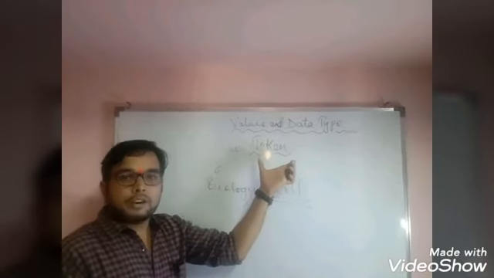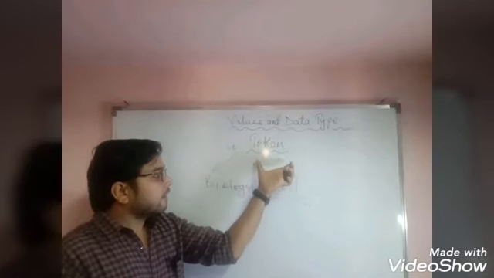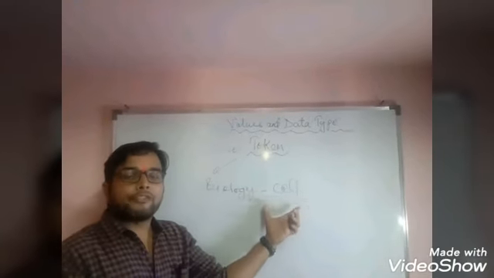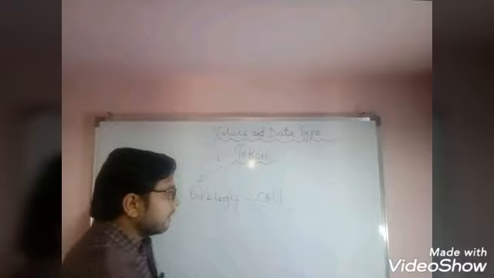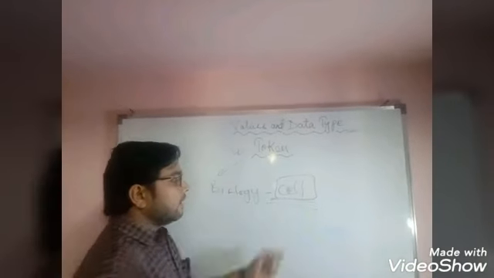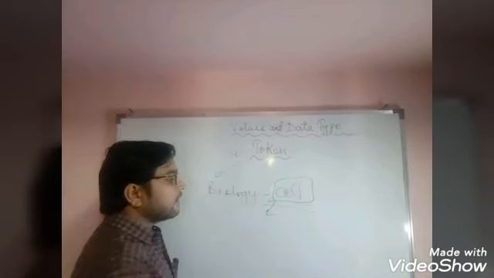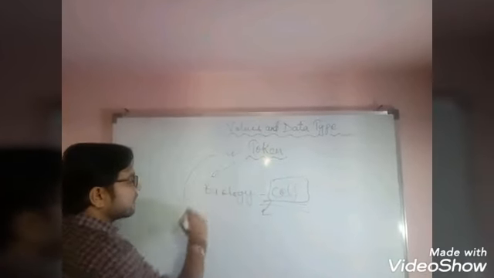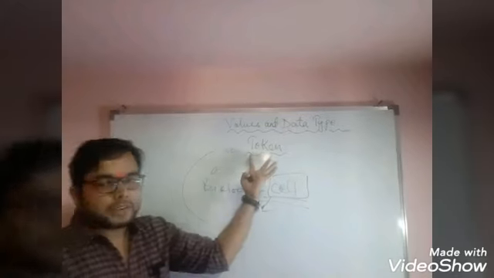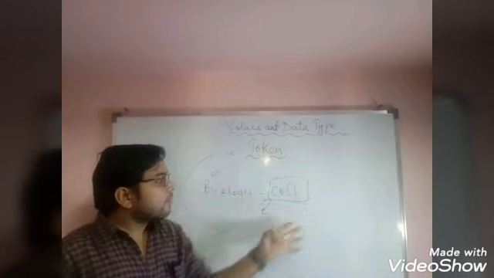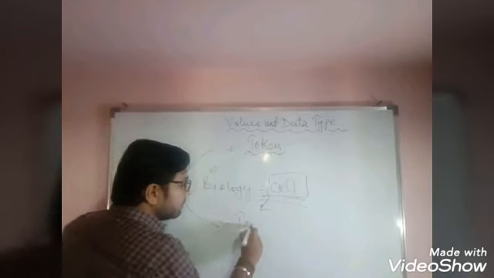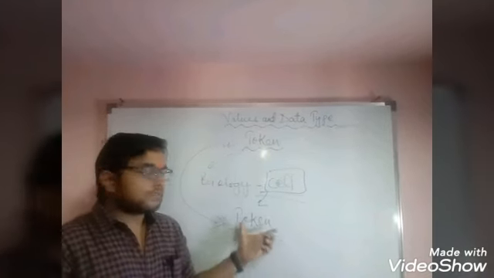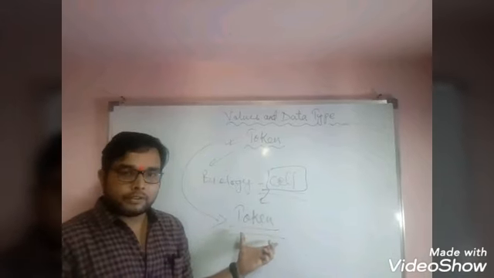Now we have to learn the first topic, that is token. As you know, in biology, the cell is the fundamental and functional unit of the human body. As in Java programming, the functional and fundamental unit of Java programming is token. Now you have to know what is token. Token is an individual thing in Java programming. Every individual thing in Java programming is a token.